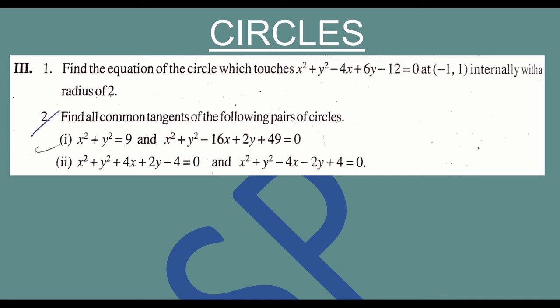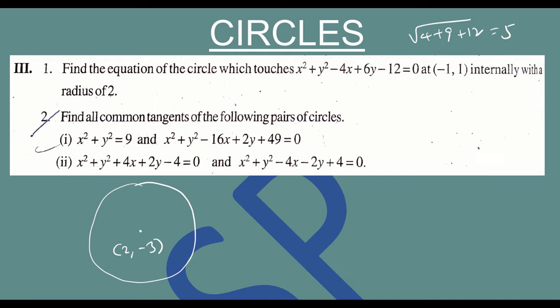Okay, look at this exercise 1E, third Roman first problem. See, he gave us a circle having center at (2, -3). What is the radius of the circle? It is root of g square plus f square minus c. So I am getting 5 as the radius.